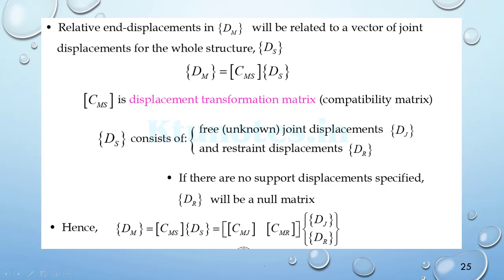So DM in expanded form: DM = CMS into DS, which is equal to CMJ and CMR, the joint and the restraint transformations, into DJ and DR, which are the free joint displacements and the restraint displacements.